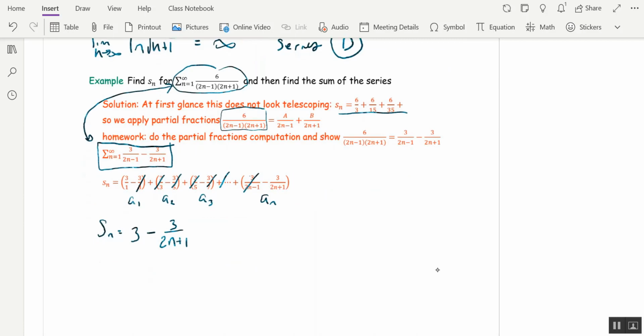All right, and so the limit as n goes to infinity of Sn is 3. So 3 is the limit, and that means this series up here, my original series, converges to 3. And that is the end of this section.